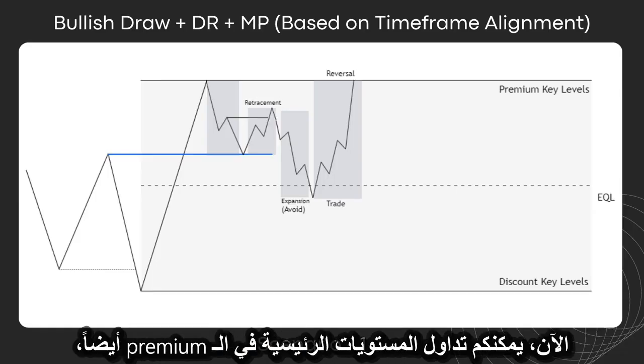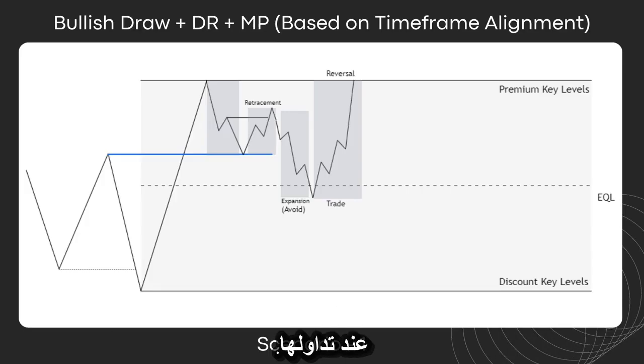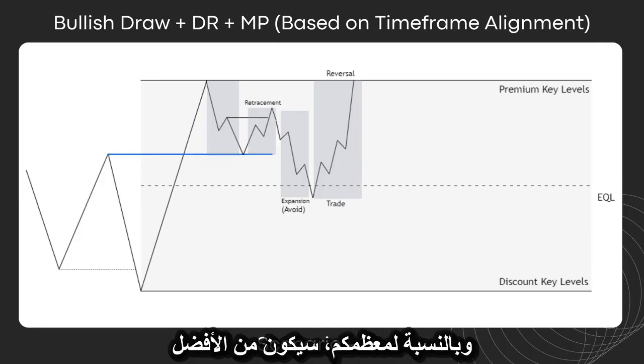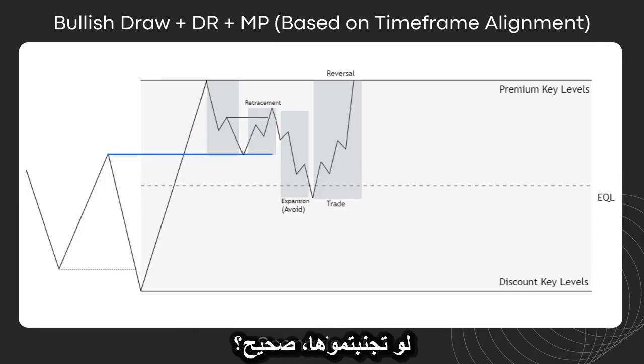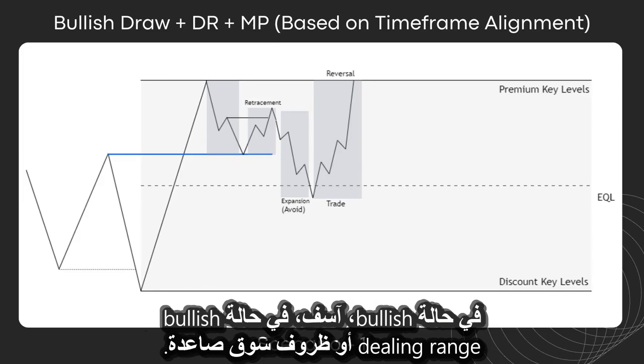Now, you can trade the key levels in the premium too, but remember they're going to be lower probability trades. You have to be extremely cautious when trading them and not fumble. For most of you, it will be best if you avoid them and only trade the ones that are in discount in case of a bullish dealing range or bullish market conditions.